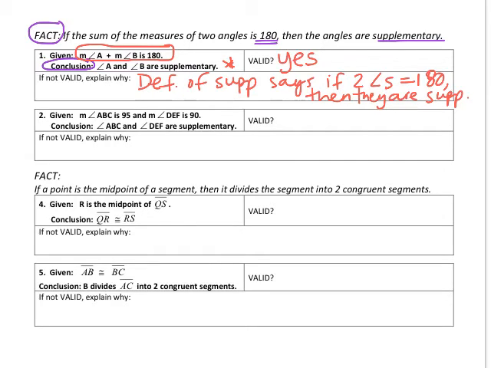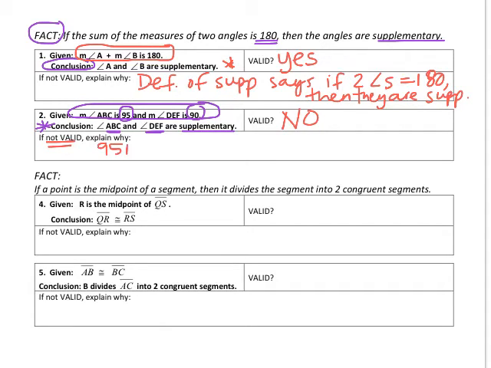So if we look at number 2 here, we're given that the measure of angle ABC is 95 and the measure of angle DEF is 90. So if that's the information we're given, then we need to determine if the conclusion is valid. Is it valid that the two angles ABC and DEF are supplementary? Well, if we look at the measures of these two angles, 95 and 90, that's going to be more than 180. So our conclusion statement is not valid, and we have to explain why.